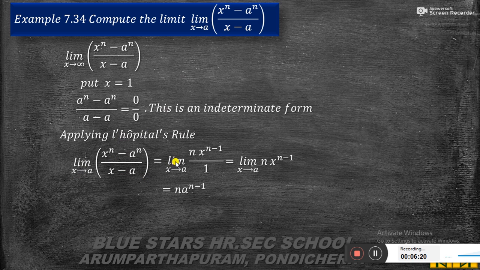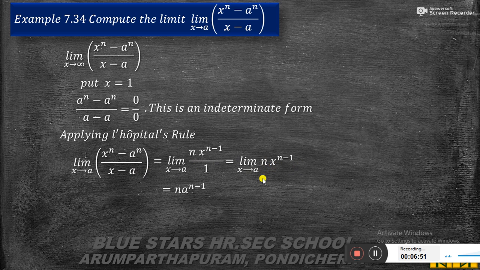The limit x tends to a. Now I differentiate the numerator and the denominator separately. First I differentiate the numerator. Differentiation of x^n is n into x^(n minus 1). Differentiation of a is a constant, so it is 0. Now I differentiate the denominator. Differentiation of x is 1 and the differentiation of a constant is 0. So n into x^(n minus 1) by 1. So limit x tends to a of n into x^(n minus 1).